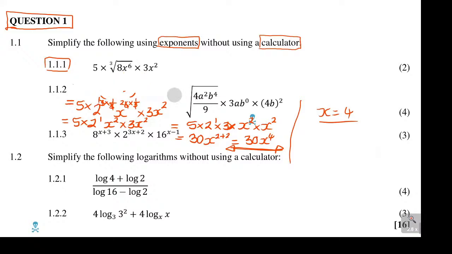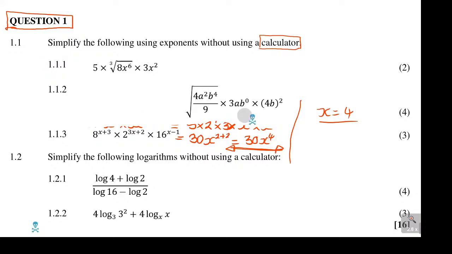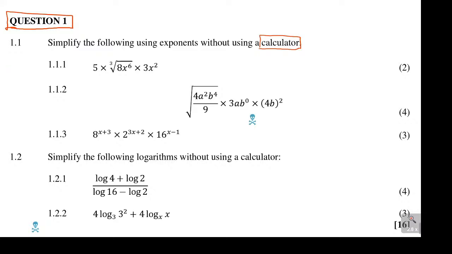So this was question number 1.1.1. Let us move on. That is 2 marks. Let us go on to question 1.1.2. We are supposed to simplify this part here. We are looking now at this question 1.1.2, and this is what we're given. Now how do you approach that part? This is 4 marks. It's good marks.